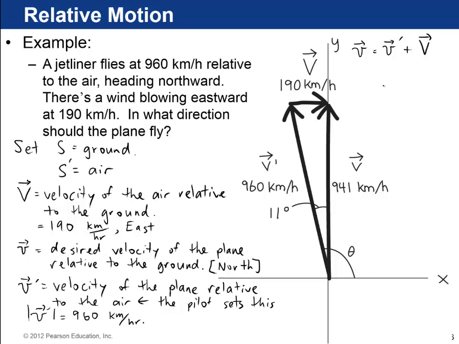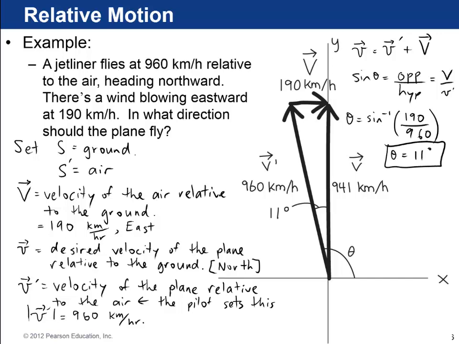You can see I've drawn the vectors out, where lowercase v is straight to the north, v prime is off to the left a little bit, and then there's that capital V to the east. So there's a right angle right there. We can see that sine theta is opposite over hypotenuse, that's capital V over v prime. You can solve that out for theta is sine to the minus 1 of 190 over 960. That's 11 degrees when you plug that into your calculator.